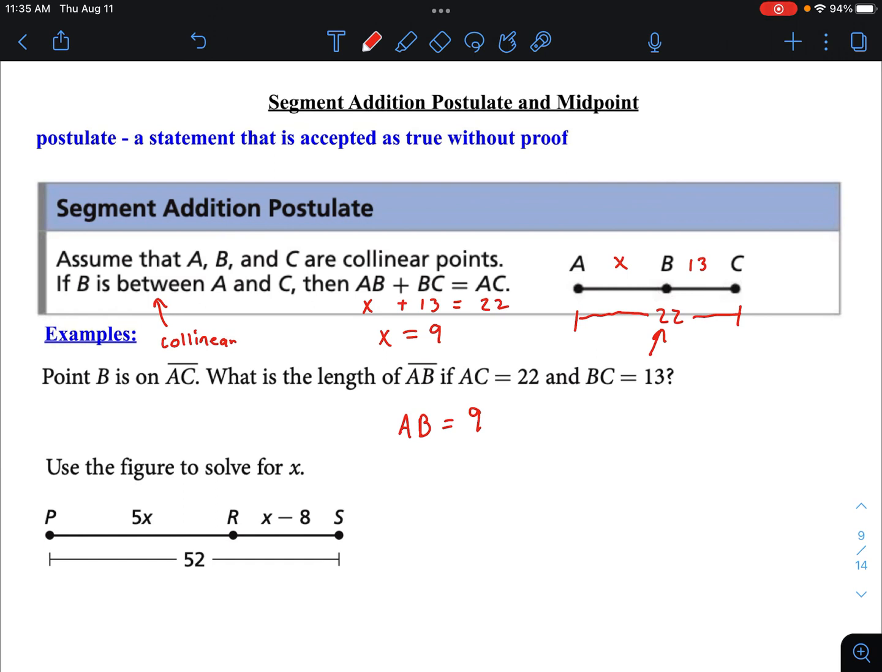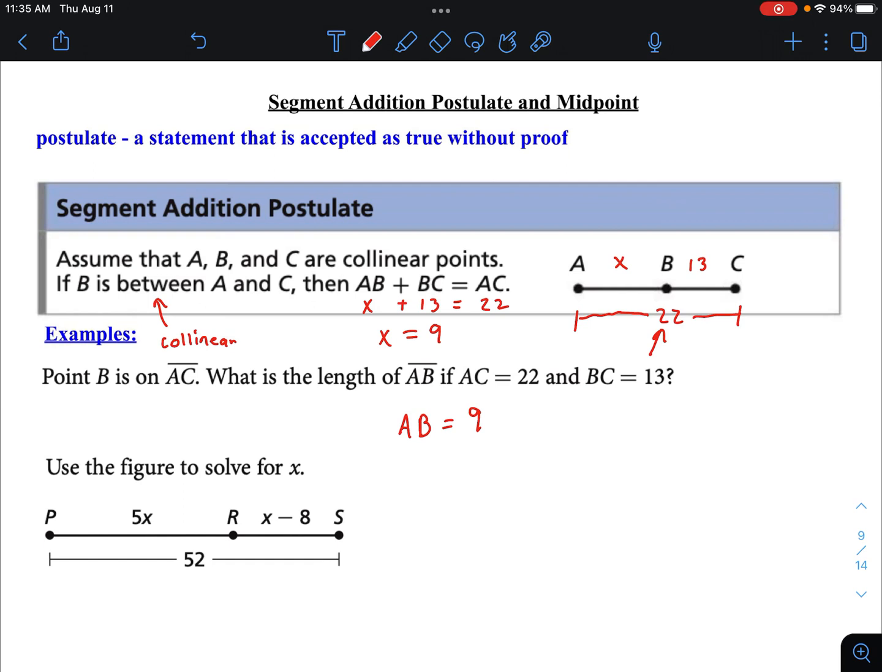And I want to point out something really specific here. Notice I did not put the line segment over top of AB. And that's because if we're talking about a numerical value, then you don't need to put the line segment over top, because that would mean you're talking about the picture. And we're talking about its numerical value, not the picture here. So AB is equal to 9 is how you want to write that answer.